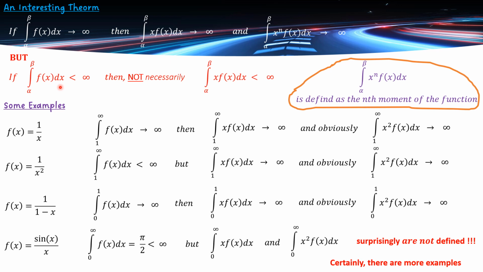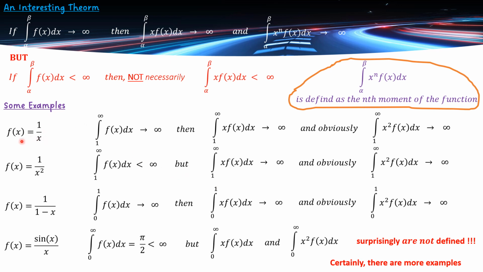But if you have got a function between alpha and beta, if the value of this integration is defined, which is less than infinite, then not necessarily this is defined, or maybe the higher orders of the moment is defined. It can be both ways. It can be defined, which has got finite value, or maybe not defined, it has got infinite value. We have got few examples here.